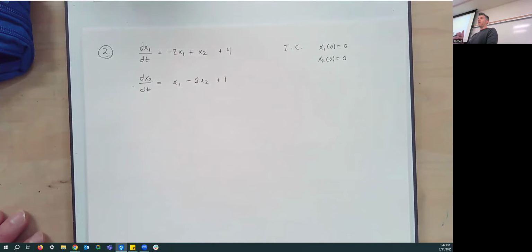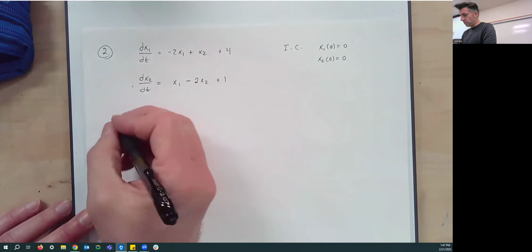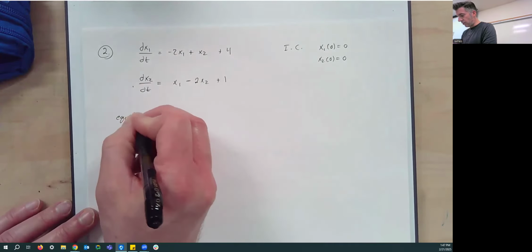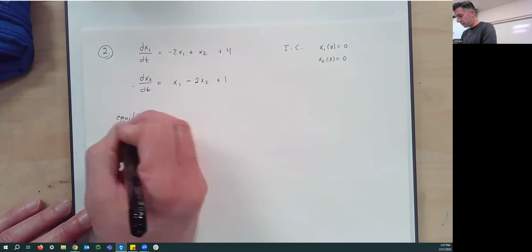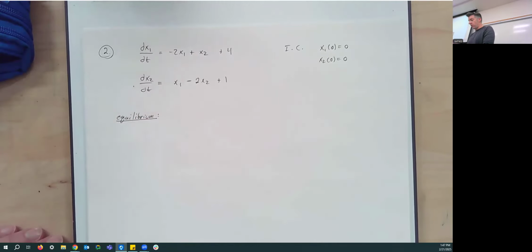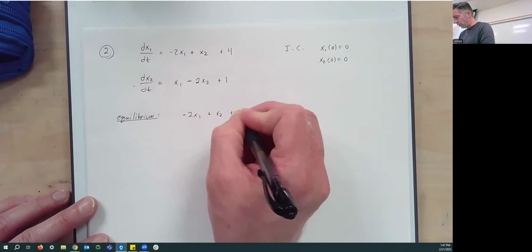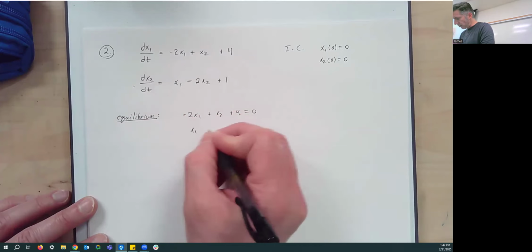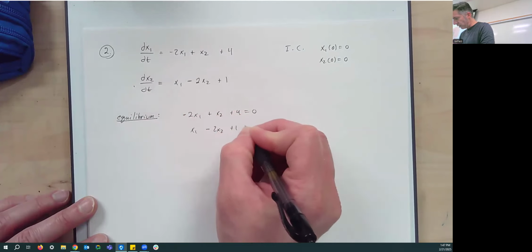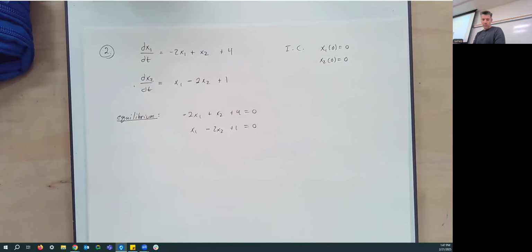We're going to start by finding the equilibrium. So equilibrium is going to be a little harder to find this time. We're still just going to set each of these equations equal to 0. So you have negative 2x1 plus x2 plus 4 equals 0, and x1 minus 2x2 plus 1 equals 0. You could either isolate a variable in one equation and plug it into the other one, or you could use elimination and multiply one of these equations by a constant so that you can add them together and then something will be eliminated. I tend to prefer elimination.